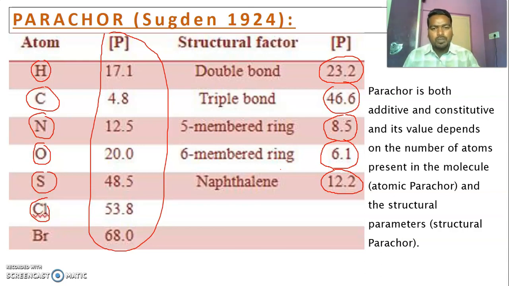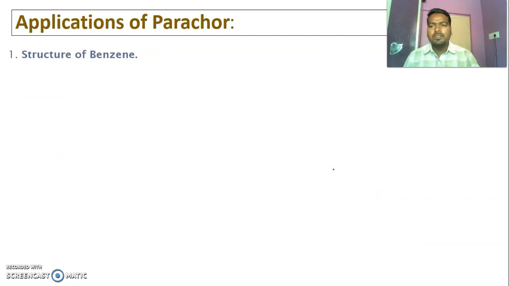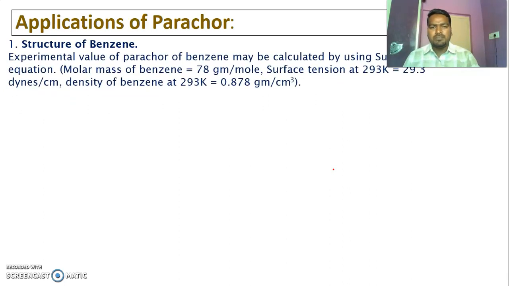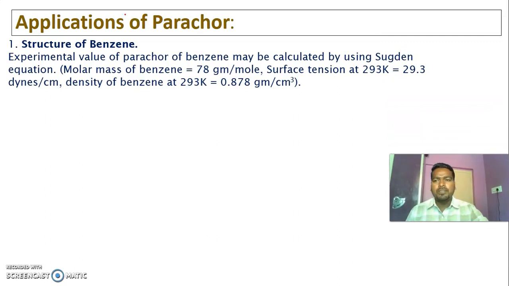So now let us verify all these calculations. Let us start with benzene. First calculate the experimental value for benzene. The experimental value of the Parachor of benzene may be calculated by using the Sugden equation. The molar mass of benzene is 78 gram per mole and its surface tension at 298 Kelvin is 29.3 dynes per centimeter. The density of benzene at 293 Kelvin is 0.878 gram per centimeter cube.